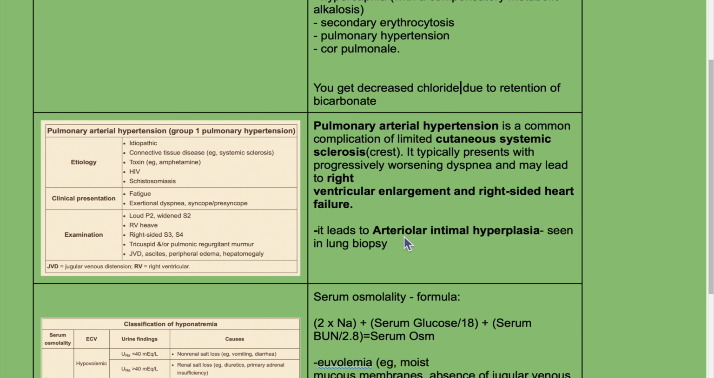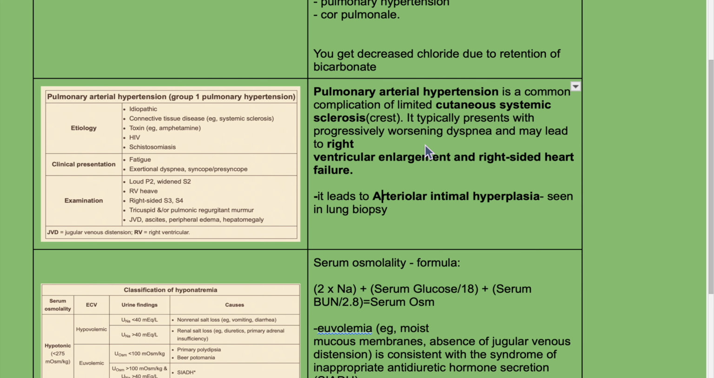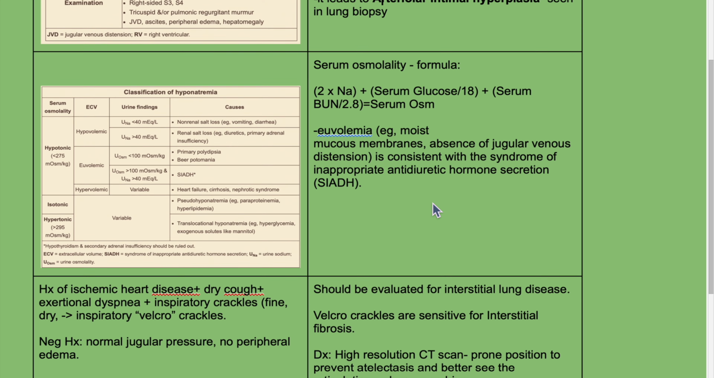It leads to arteriolar intimal hyperplasia seen in lung biopsy. So that's what pulmonary arterial hypertension will lead to: arteriolar intimal hyperplasia. Right ventricular enlargement and right-sided heart failure is also seen in this. It is a common complication of cutaneous systemic sclerosis.